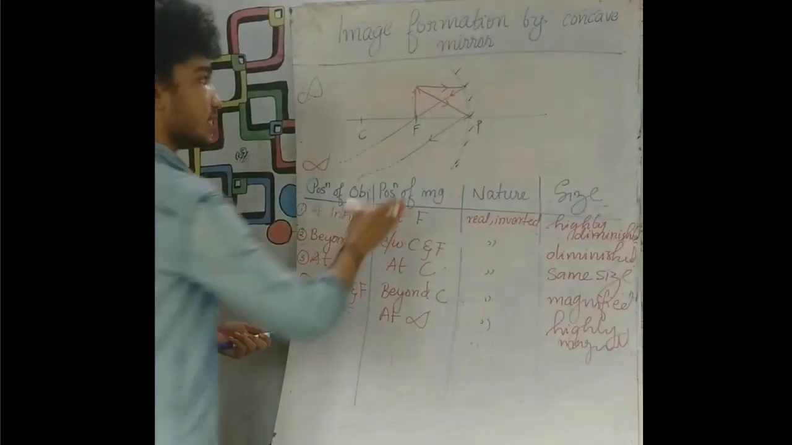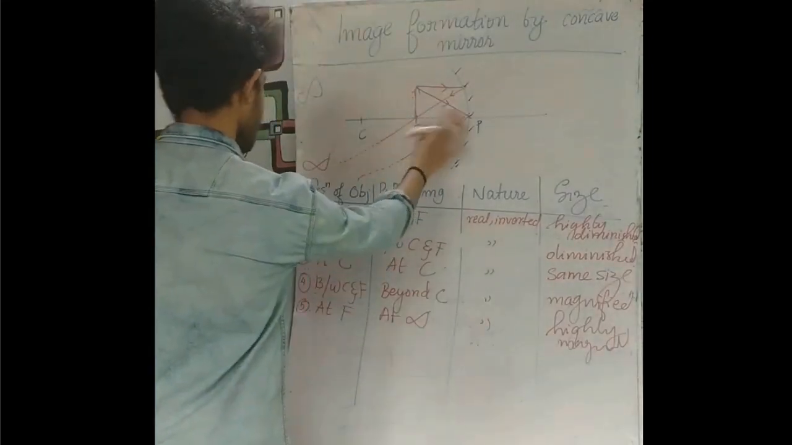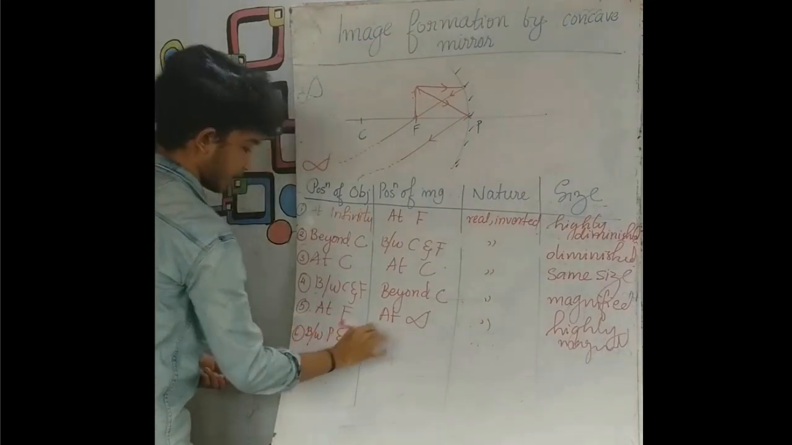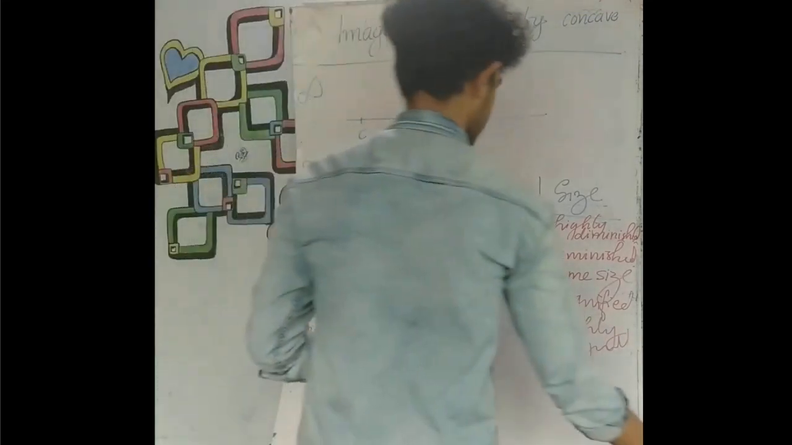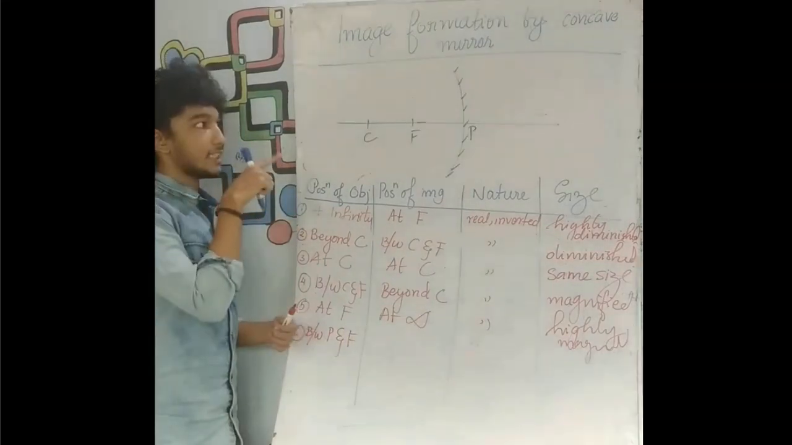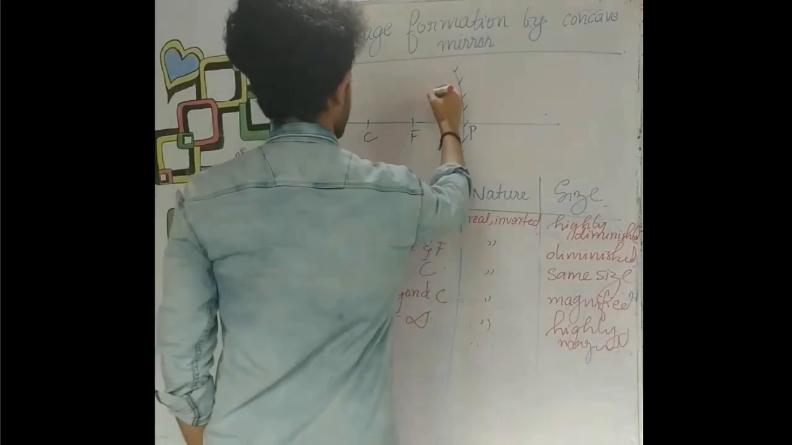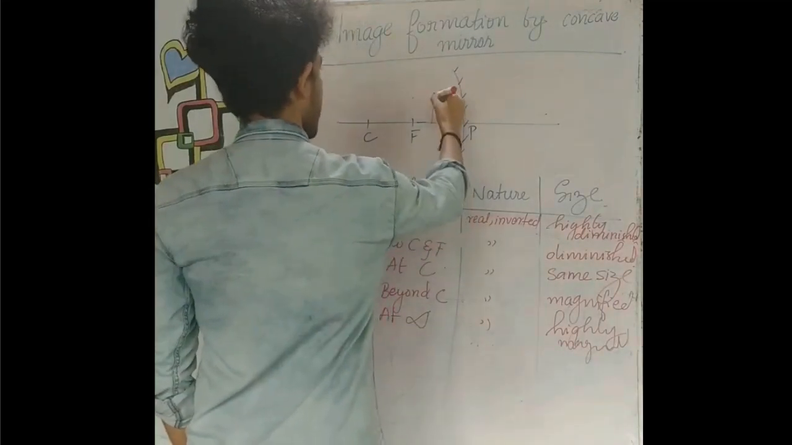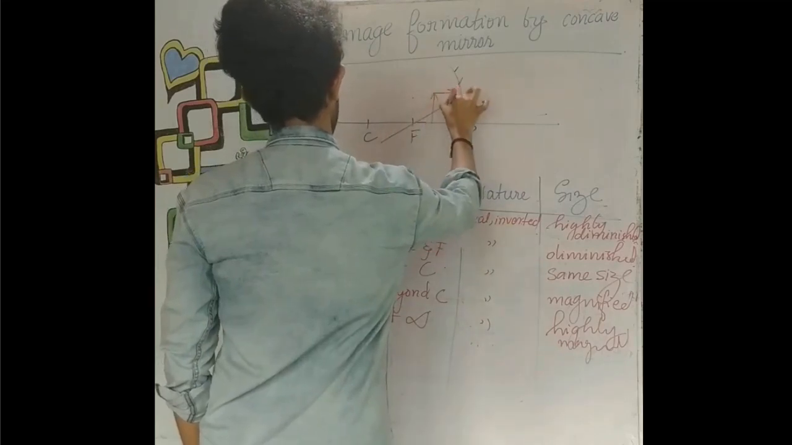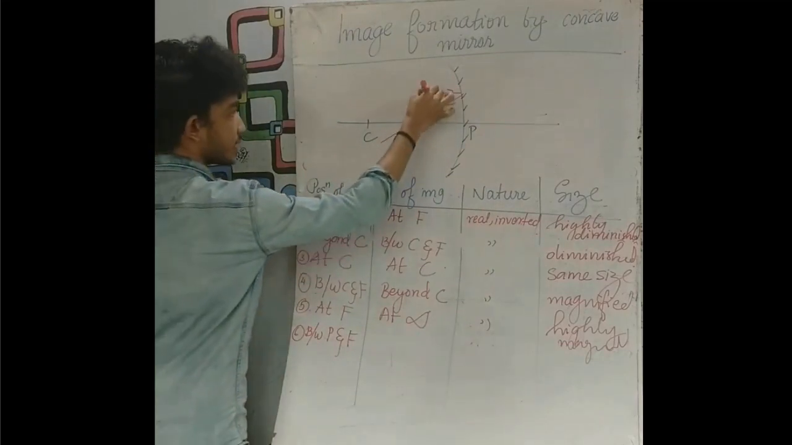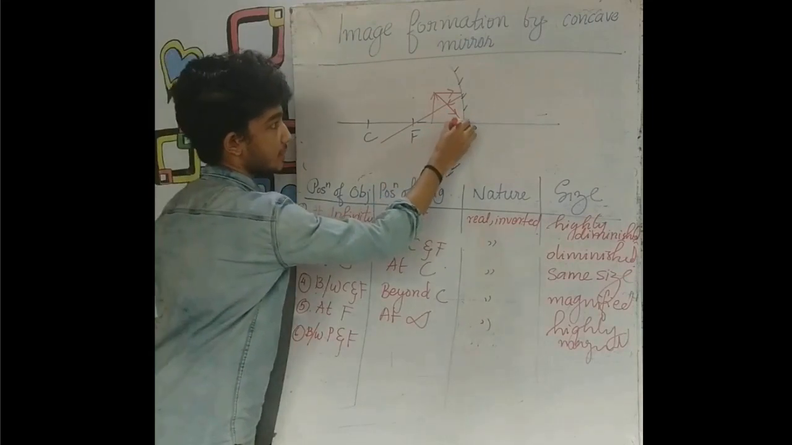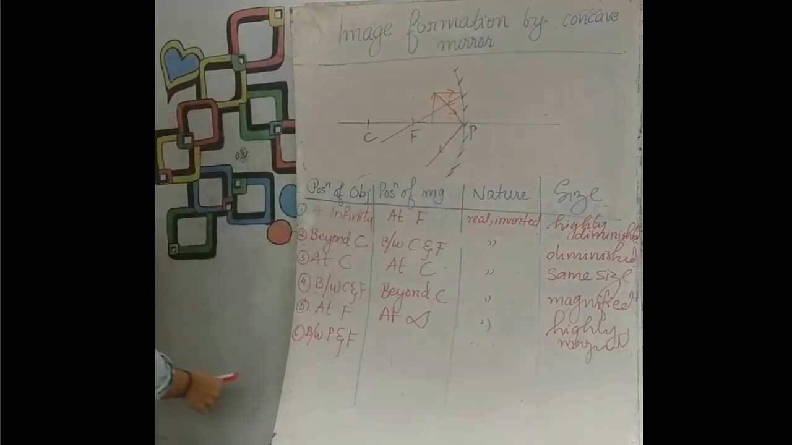Where are we going to place the object? Now let us bring it closer, between P and F. Sixth one, the object is placed between P and F, the pole and the focus. Let us see how the image formation takes place. So here let us place the object between P and F. And let us consider two rays. Let the first one be parallel to the principal axis, and after reflection passes through the focus. And next one, let it be incident obliquely on the pole, and after reflection, the reflected ray will pass obliquely.